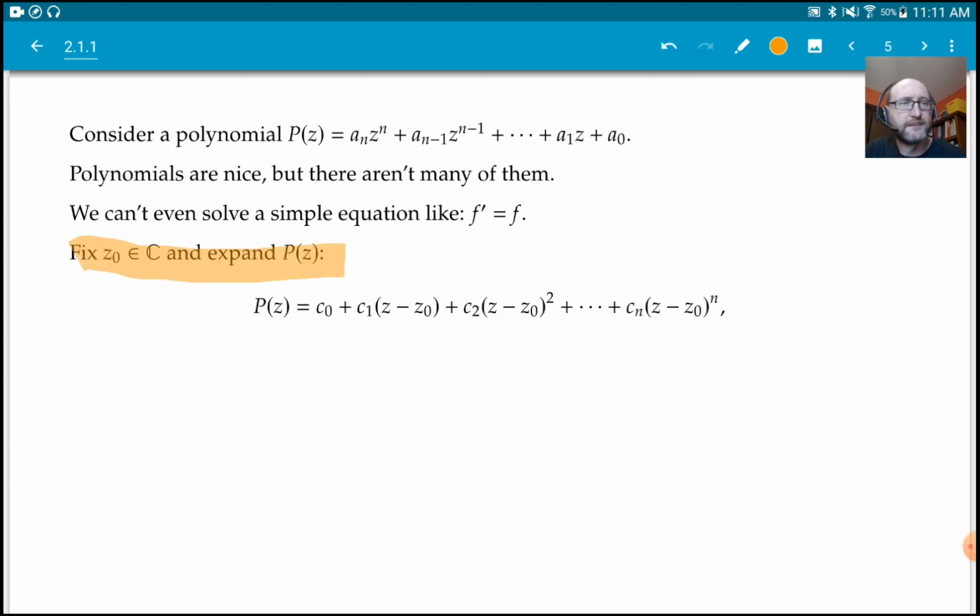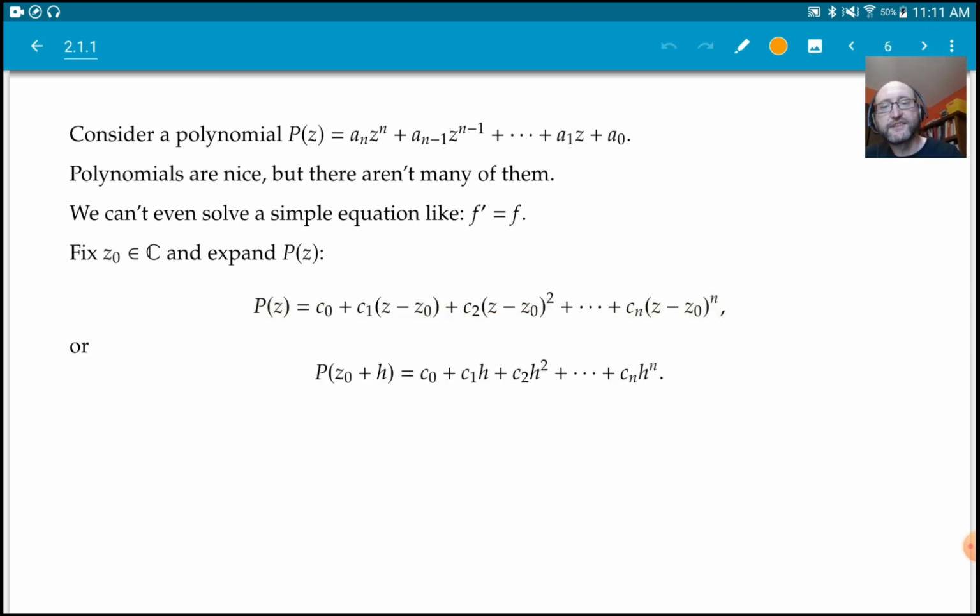So let's expand P around some fixed point z0, right? Well, just a little bit of algebra. I can just write it as a polynomial in the difference between z and z0, right? Now that's the same thing as writing the difference as h, some complex number h, and writing it as a polynomial in h, right? And so I have these c0 through cn, which are the coefficients. So they're just some fixed complex numbers.